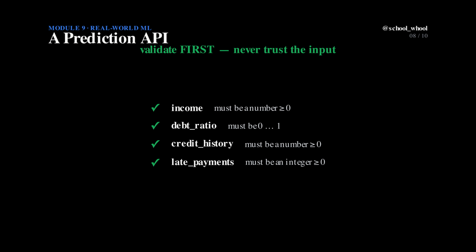Income must be a number, and not negative. The debt ratio has to sit between 0 and 1. Credit history, a number. Late payments, a whole number, 0 or more. Only if every check passes do we continue.